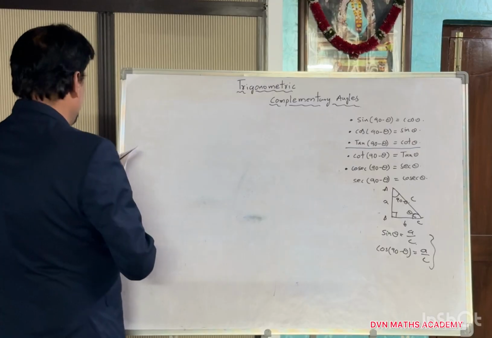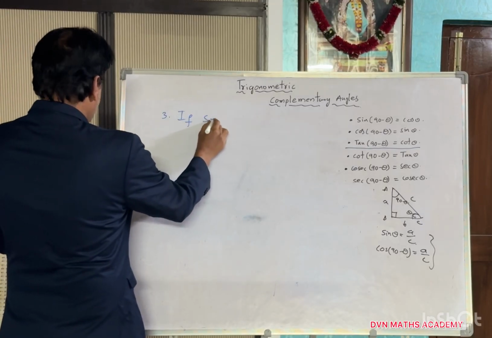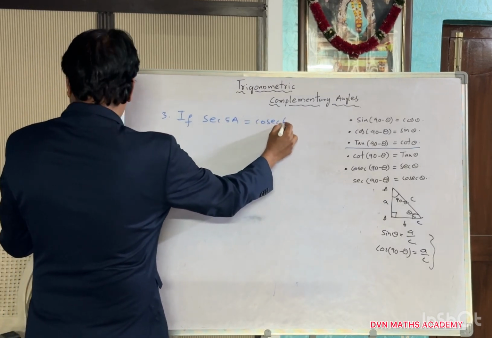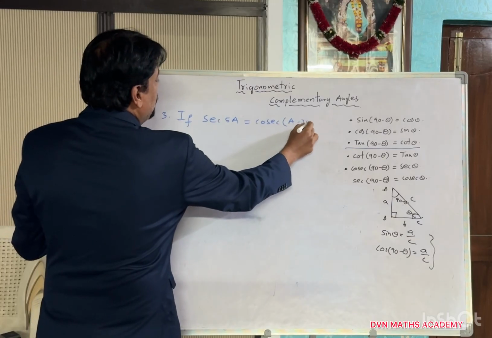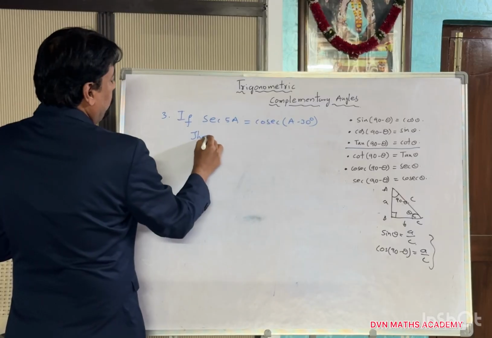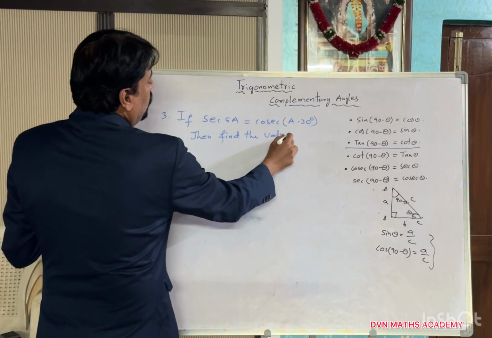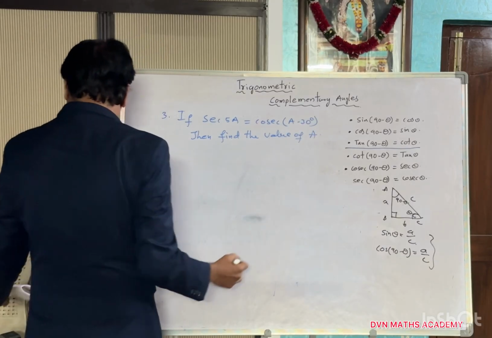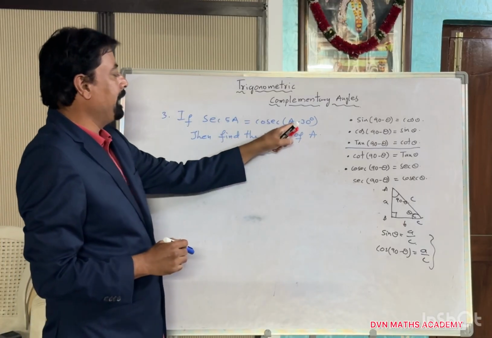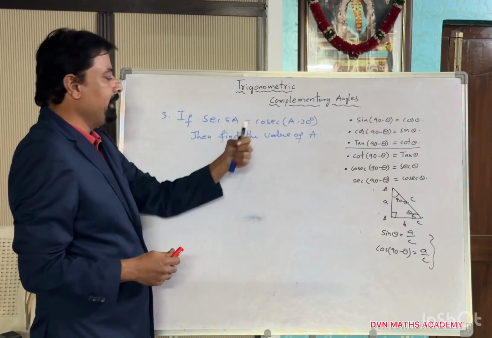Here, another question is there. This is also very important. My third question is, if sec 5A is equal to cosec(A − 30°), where A is an acute angle, then find the value of A. So here, this is also a wonderful question. Given that sec 5A is equal to cosec(A − 30°), we need to find the value of A, where A is an acute angle.